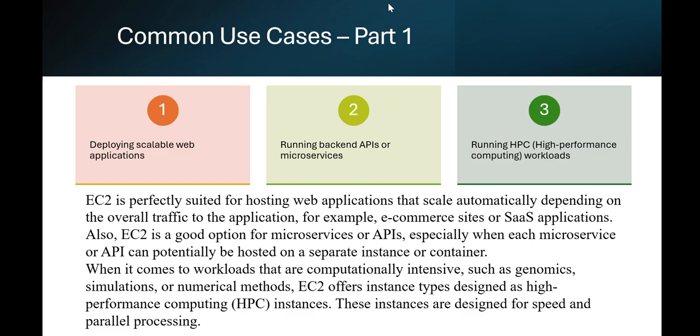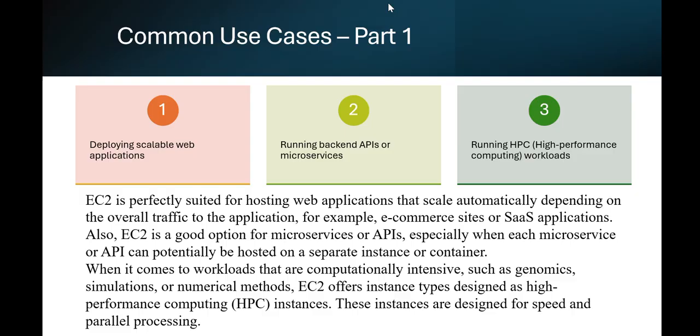First one is deploying scalable web applications. Second is running backends, APIs or microservices. Third is running HPC, high performance computing workloads. And in this, it means EC2 is perfectly suited for hosting web applications that scale automatically depending on the overall traffic to the applications, for example, e-commerce sites or SaaS applications.